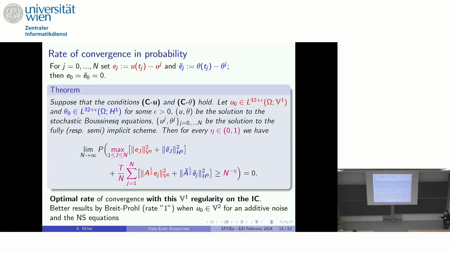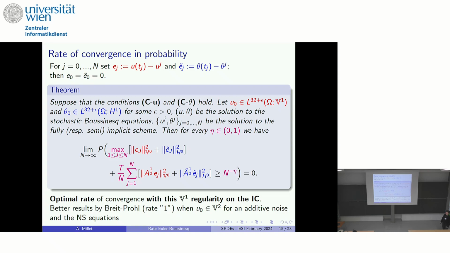Now, let me mention the fact that Brett and Paul proved the rate almost 1, but they had to impose more regularity on the initial condition and more regularity on the noise, and I think it was only in the additive case. So, to the best of my knowledge, with the kind of assumptions we have, almost a half, and we are happy about it. All right, that's the rate of convergence in probability.